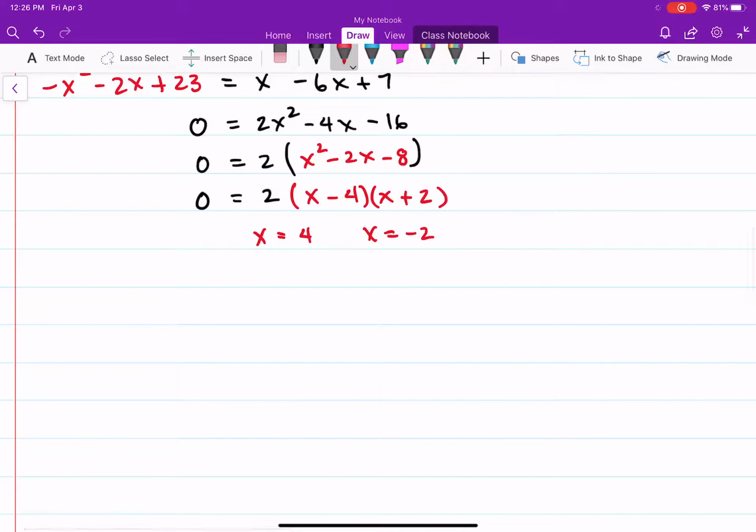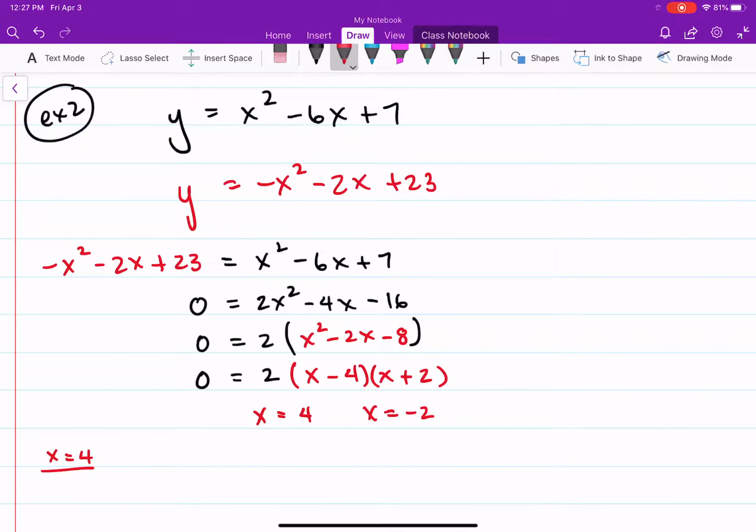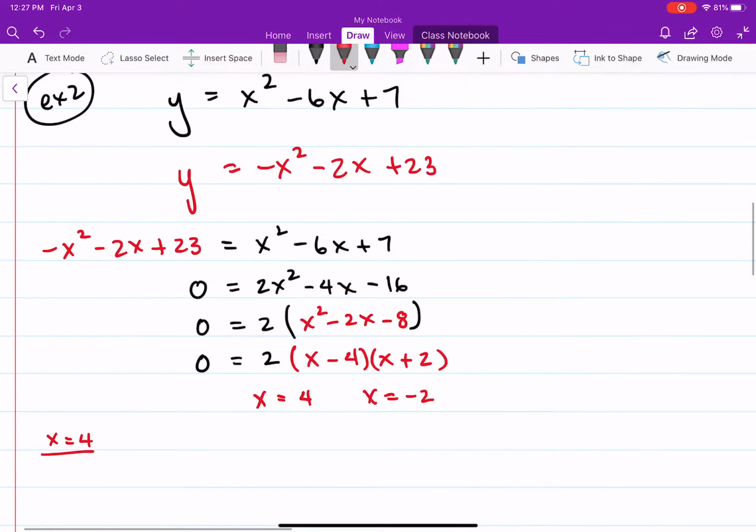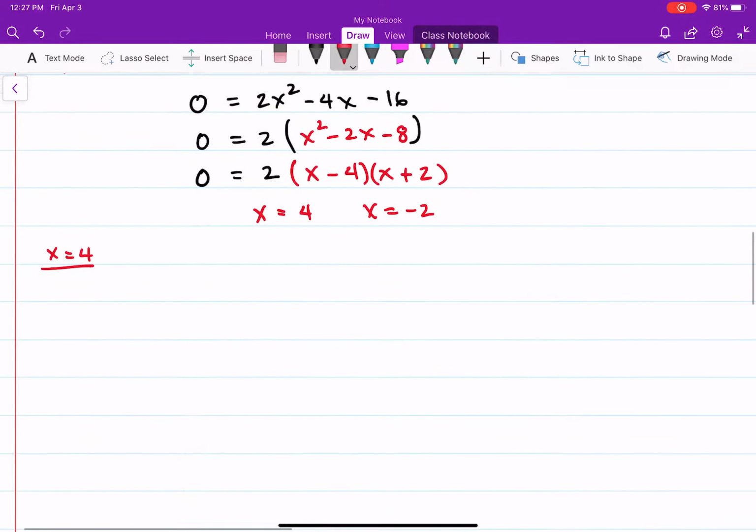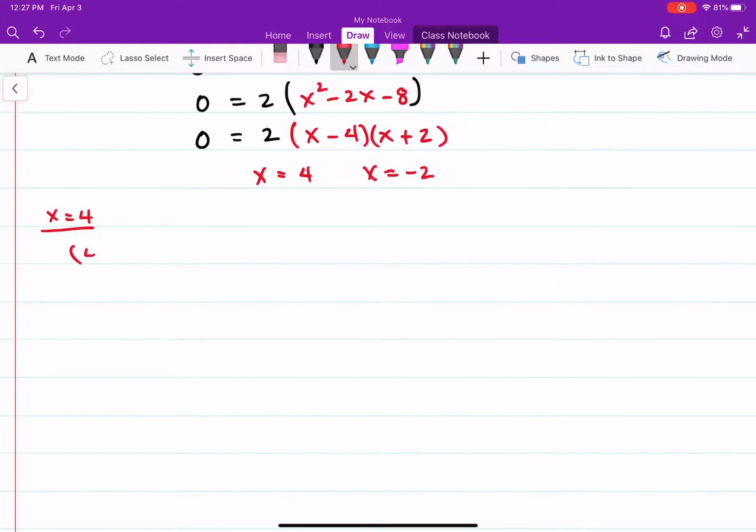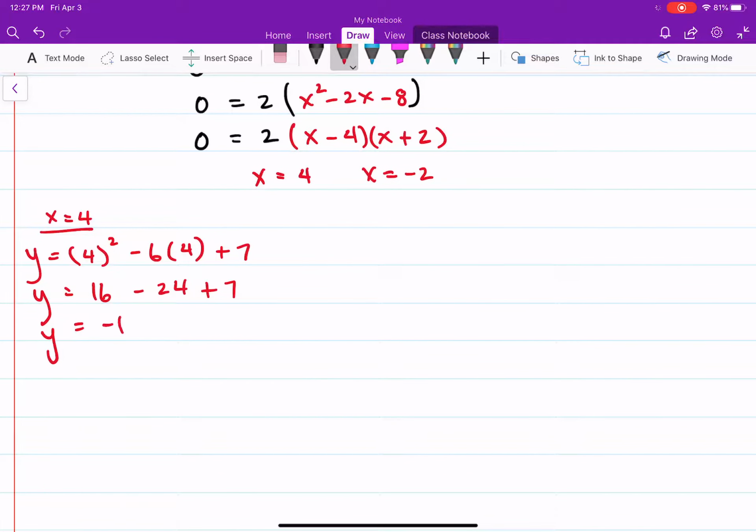All right. So when x is equal to 4, what do I have? Now, it doesn't matter which equation you pick. It does not, okay? You can actually do it to both, and you should still get the same y value if that's the case, okay? So I'm going to stick with the x squared minus 6x plus 7. So, again, I would do 4 squared minus 6 times 4 plus 7. That's equal to y. So y is equal to 16 minus 24 plus 7. So y is going to equal negative 1. So I have a point right here that is going to be 4, negative 1. Okay? All right.